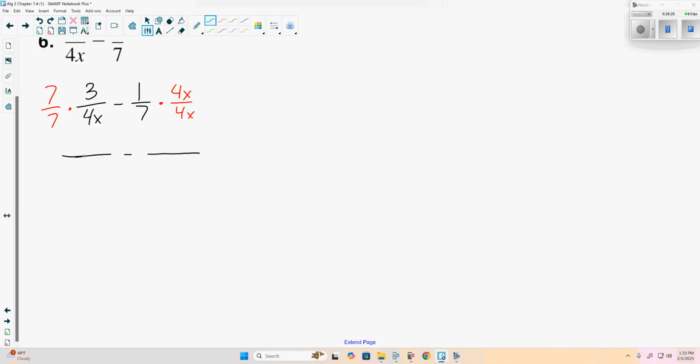Now the denominator, 7 times 4x is 28x. 7 times 4x is still 28x. On top, 7 times 3 is 21. 1 times 4x is 4x. Denominators are the same. We don't have anything we can simplify on top.